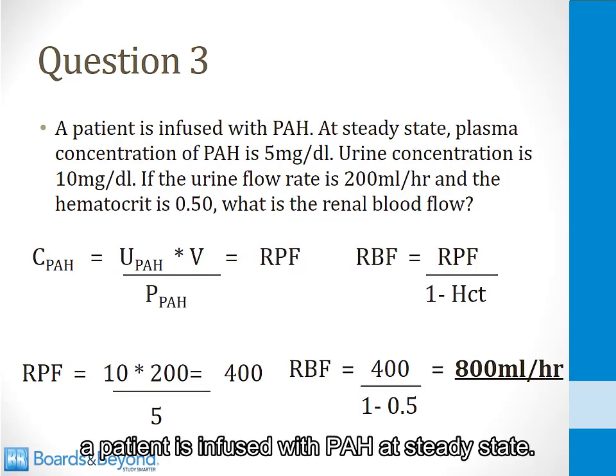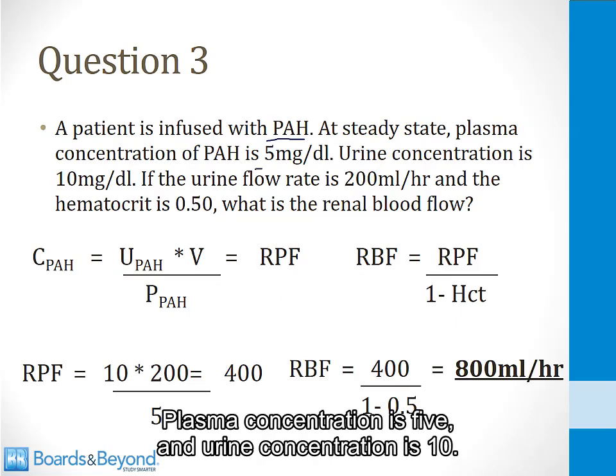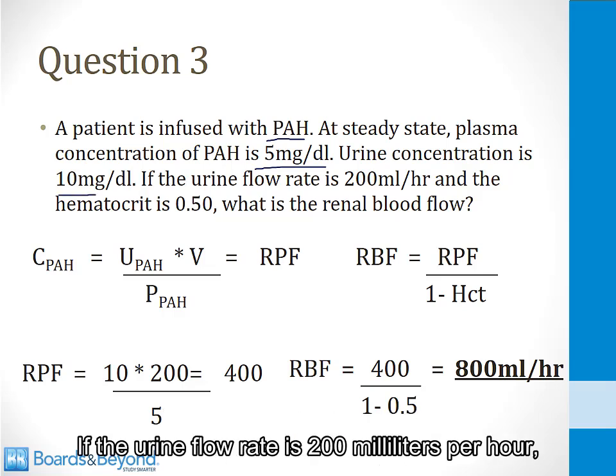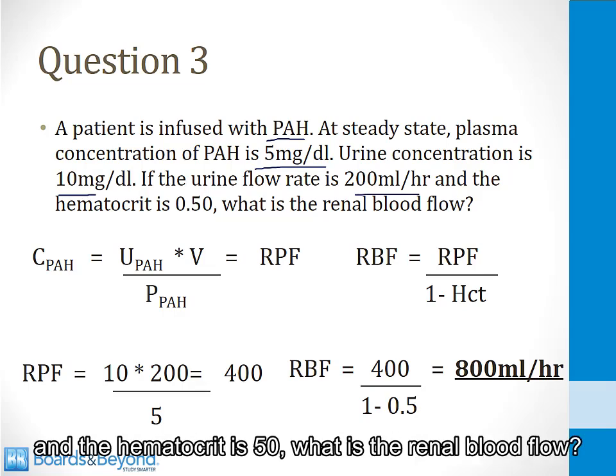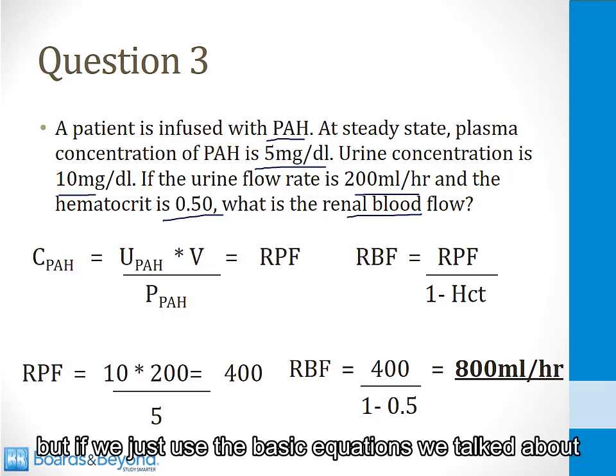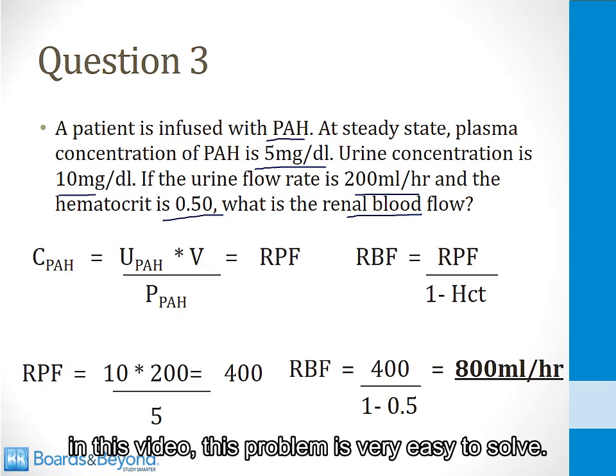Question 3. A patient is infused with PAH. At steady state, plasma concentration is 5 and urine concentration is 10. If the urine flow rate is 200 milliliters per hour and the hematocrit is 50, what is the renal blood flow? There's a lot of numbers here, but if we just use the basic equations we talked about in this video, this problem is very easy to solve.